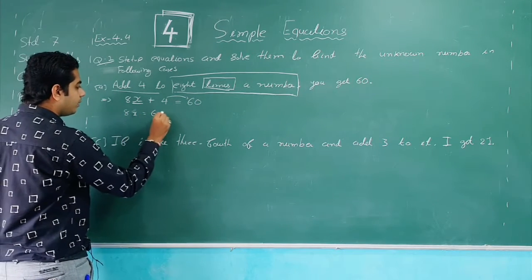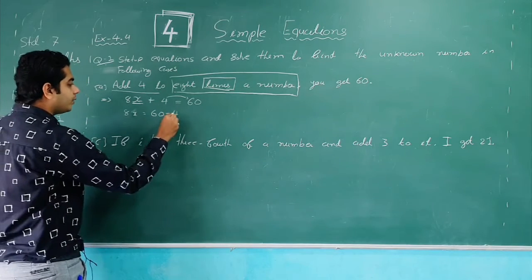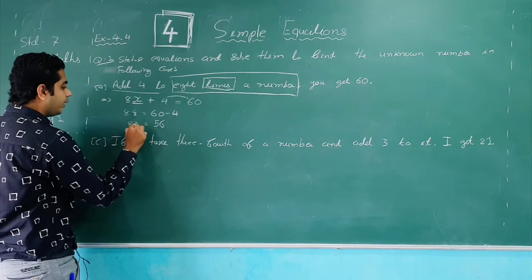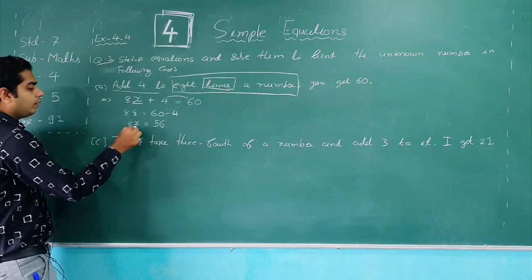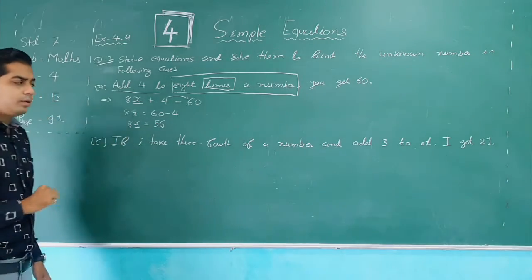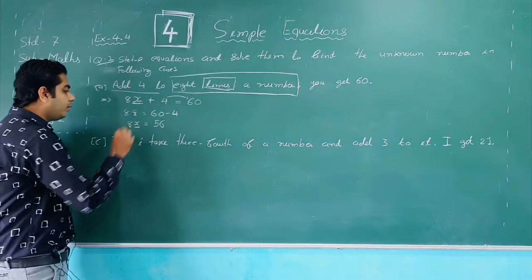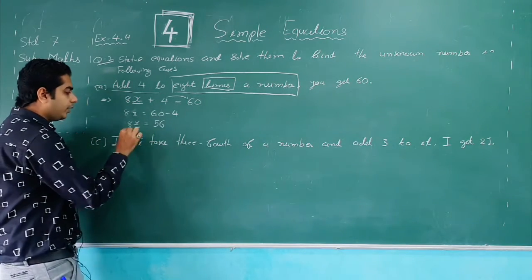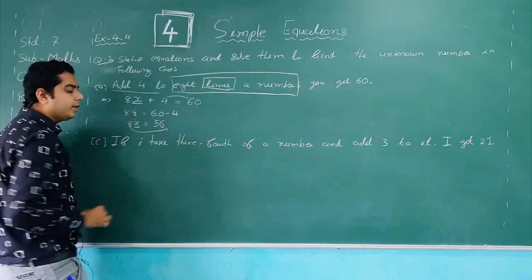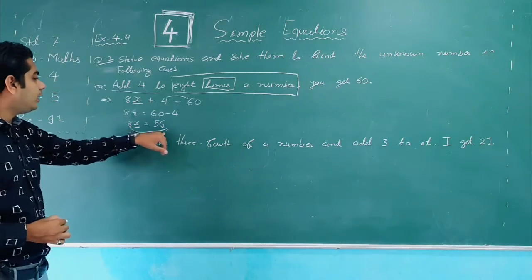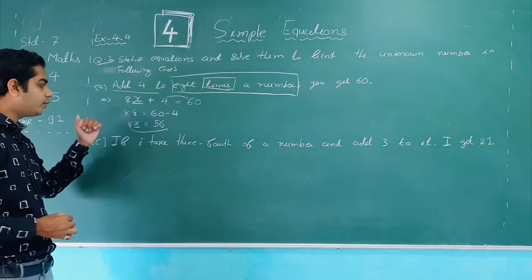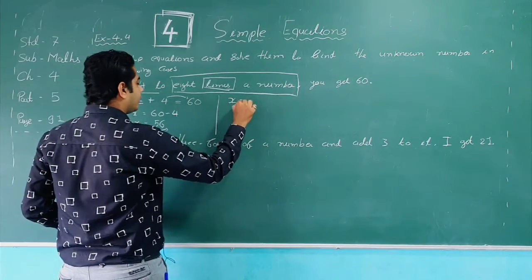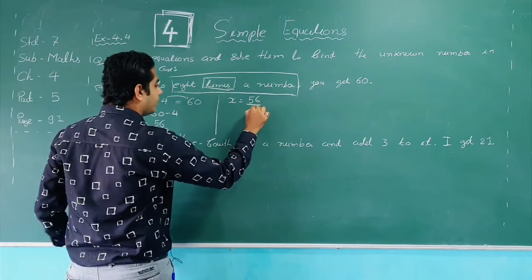So 60 minus 4, 60 minus 4 is what? 56. So 8x is equal to 56. Still we have 8 with our x. We have to separate the variable for finding the value. So separate करने के लिए हमको क्या करना पड़ेगा? 8 को हटाना पड़ेगा. So 8 is in multiplication with the x, so I have to move it to the other side. It will go to the denominator. Why? It is in multiplication on the left side, so it will go to the right side and become division. So x is equal to 56 divided by 8.